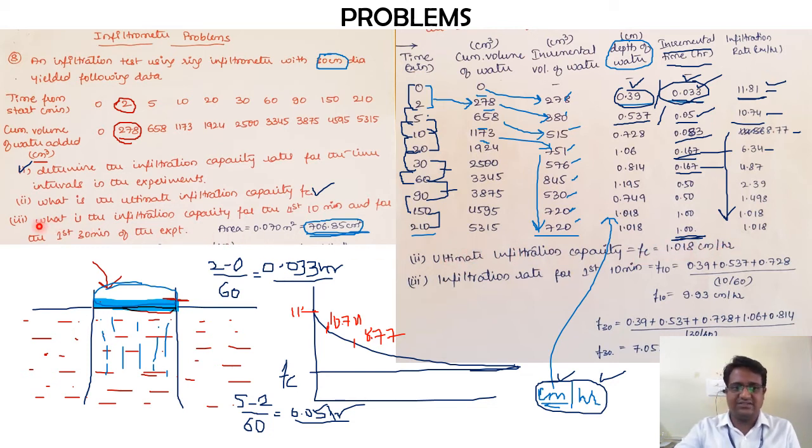Now for the last bit, they have asked for the infiltration capacity for the first 10 minutes and for the first 30 minutes. Here, what you need to make sure is that you imagine this experiment is conducted only for 10 minutes. At that point of time, what is the average infiltration that is happening? And if the experiment has been conducted only for the first 30 minutes, then what was the average infiltration rate over there? So how are you going to calculate that, just check it out.